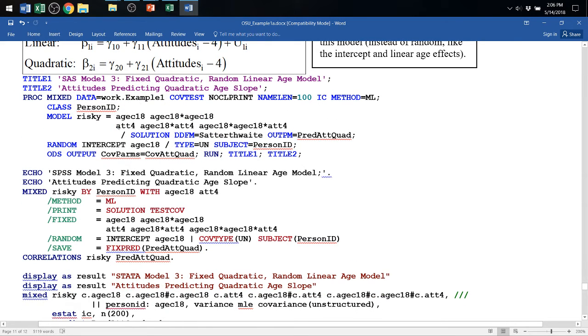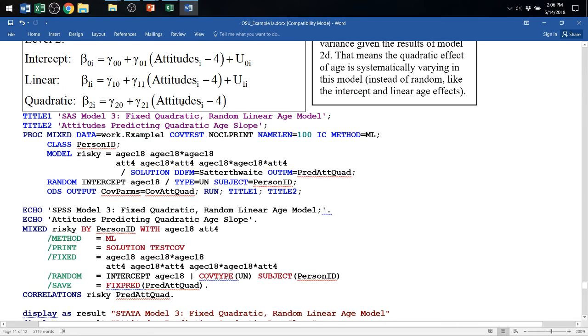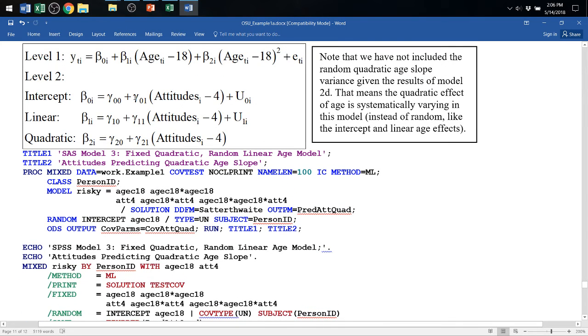So I added this attitudes predictor three different ways. Gamma 0,1 here is its main effect. Gamma 1,1 is its interaction with linear time. And gamma 2,1 is its interaction with quadratic time. And there they all are.